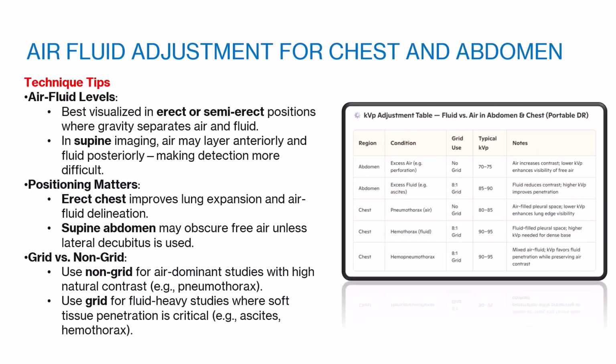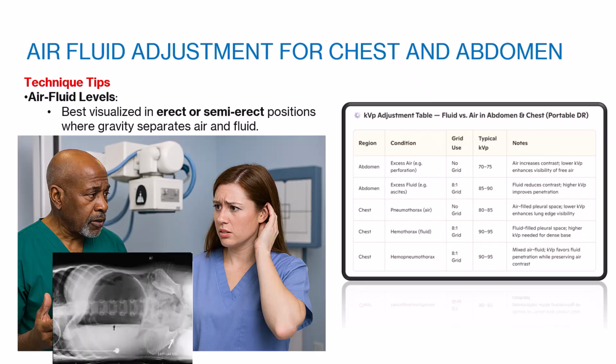An extremely important factor in density and penetration is that when you're looking at air fluid levels, it takes time between exposures. Remember, it takes at least 5 minutes for air to rise and fluid to fall. So it's logical when you're doing a procedure that it's easier to do an upright view to begin with and then lie the patient down to do your decubitus views or your lateral views to get air fluid levels.